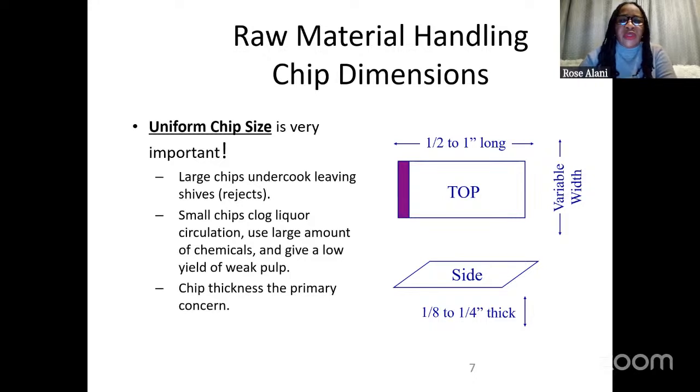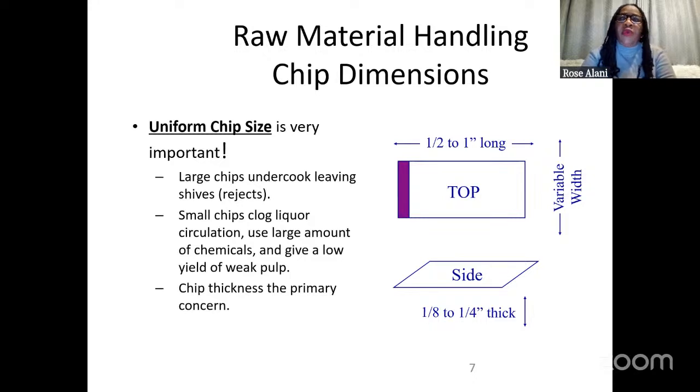Small chips clog liquor circulation. So if it is too small also, it's a problem. It will not allow the liquid in that mixture to move freely. So it clogs it, and you now need to use a large amount of chemicals to free the chips so they don't clog the liquor. So if you use small chips, it will give low yield and very weak pulp.